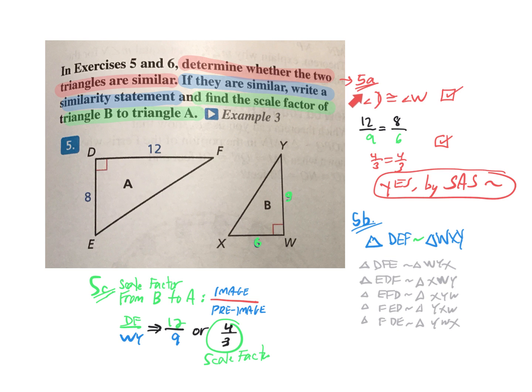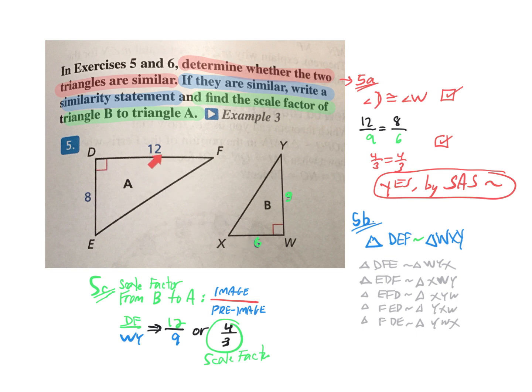All right. Are these shapes similar? Well, angle D is congruent to angle W. They're both right angles. And let's check to see if these sides are proportional. So our two sides are 12 and 8. Put both of those sides on the top of a ratio. And then 12 corresponds to 9 because they're the long leg. And 8 corresponds to 6.